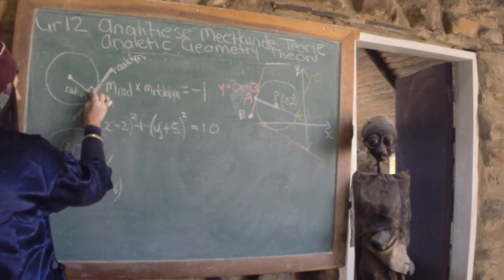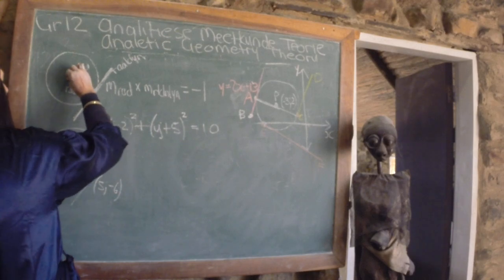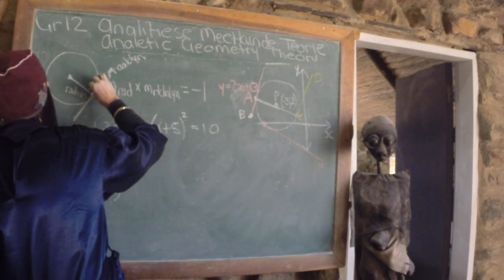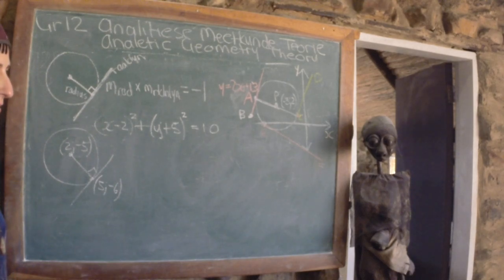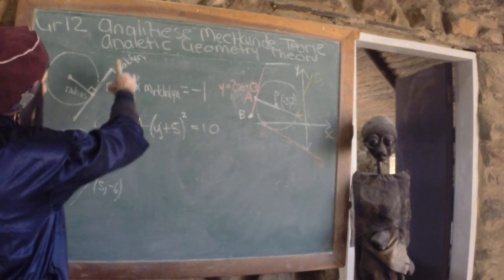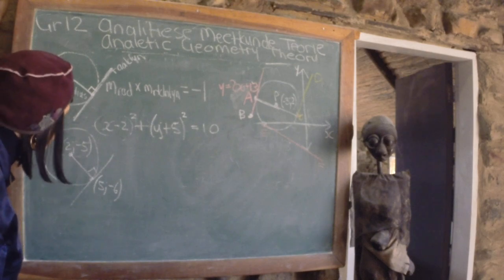Ander eienskap van die raaklyn is die raaklyn is altyd loodreg op die radius and the other way around too. The radius is perpendicular on the tangent.